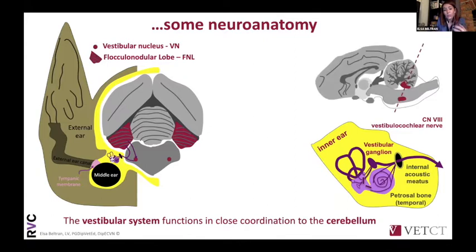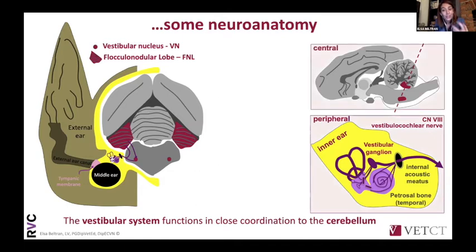And as we said, when we talk about the central vestibular system, we have the part in the medulla oblongata where we have your vestibular nuclei, but also this little lobe, which is called the flocculonodular lobe, that also has vestibular function. And this is what we call the central vestibular system.